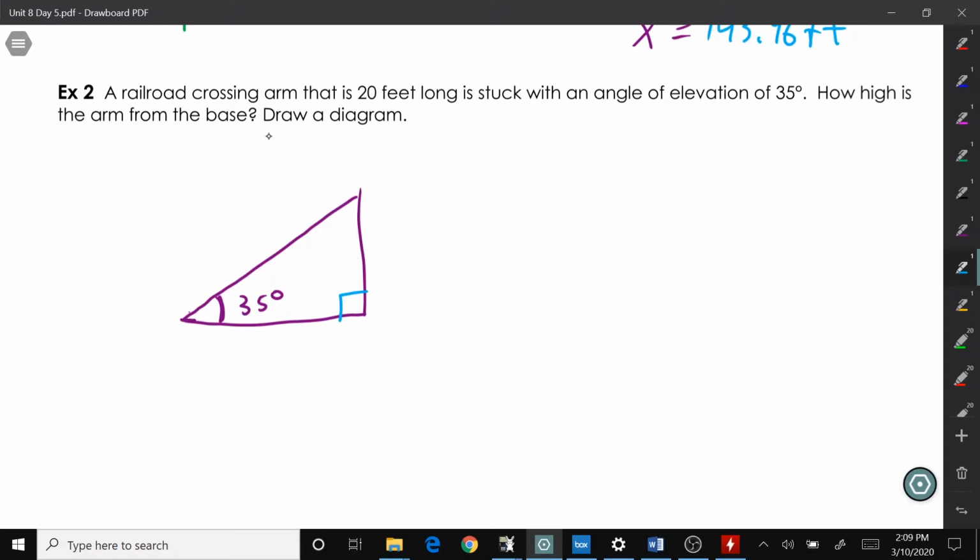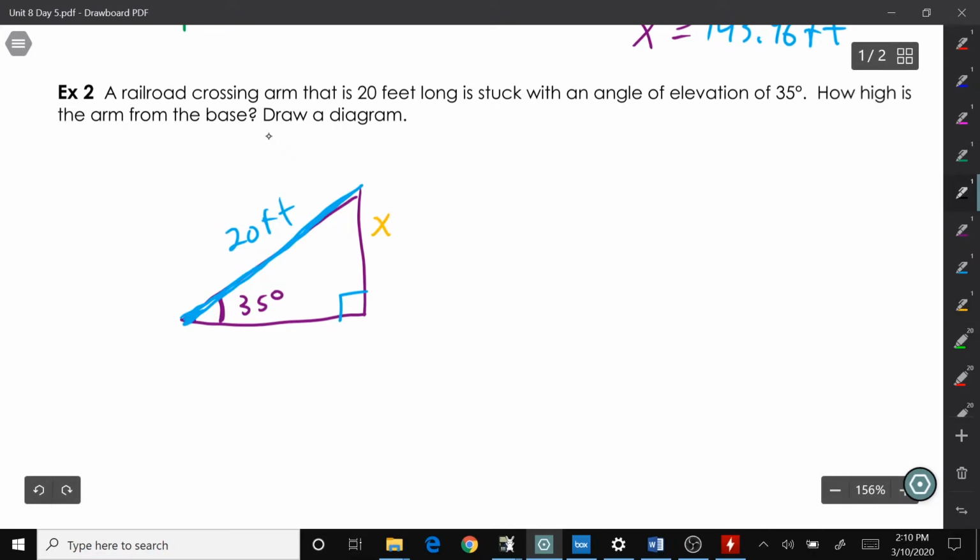Now, this 20. This line, or the hypotenuse, represents the arm because the arm is stuck at 35 degrees up. You know, a railroad crossing arm goes up and down. So the arm is stuck right here. This is 20 feet. And we want to know how high is it from the base, which is going to be this right here. So let's label our sides. This is the hypotenuse. This is the opposite side. And this is the adjacent side. So, SOHCAHTOA.